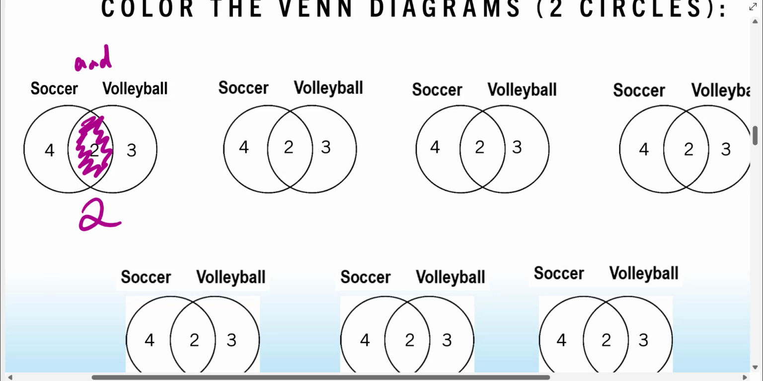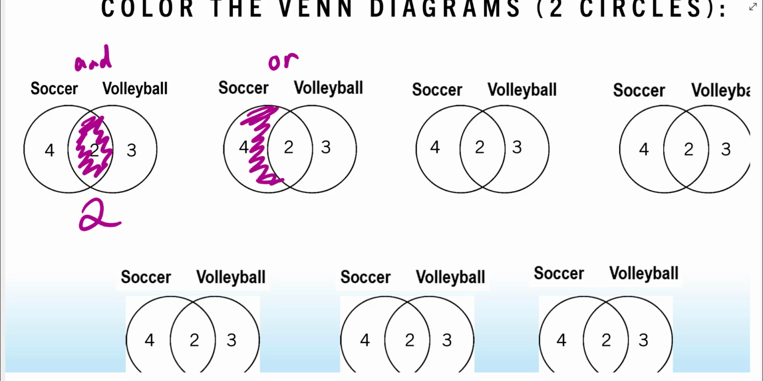Next, what happens if I ask what students play soccer or volleyball? So not both, just or. So aquí es la palabra o. So I would shade here soccer, and then here in volleyball. So soccer or volleyball is 4 plus 3, 4 más 3 es 7. So 7 students play soccer or volleyball.